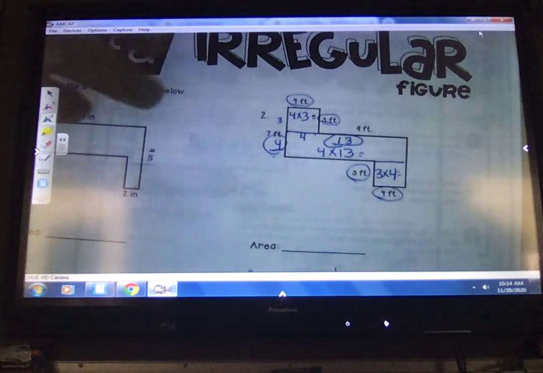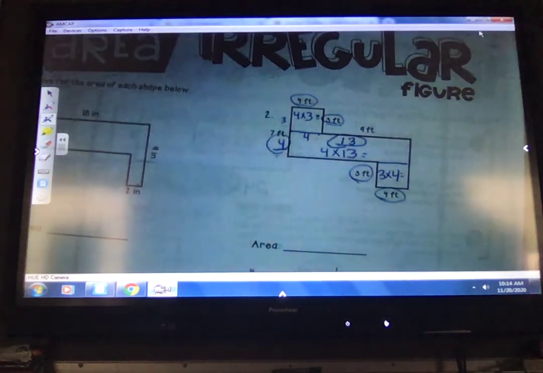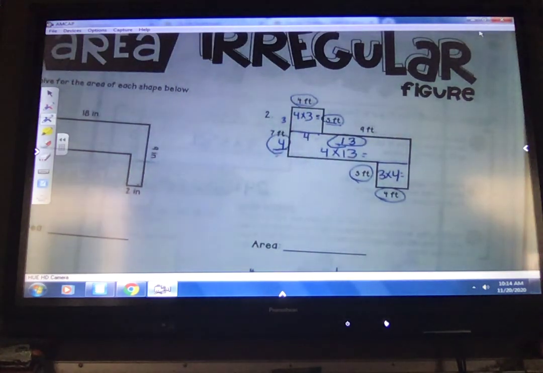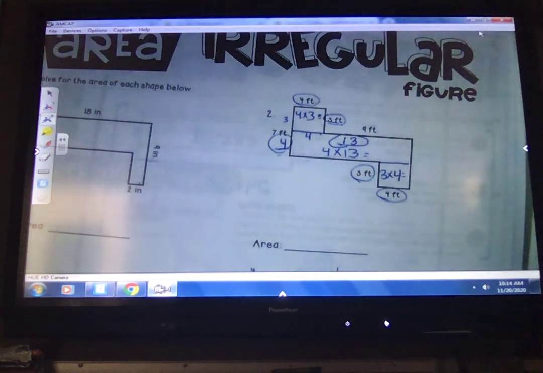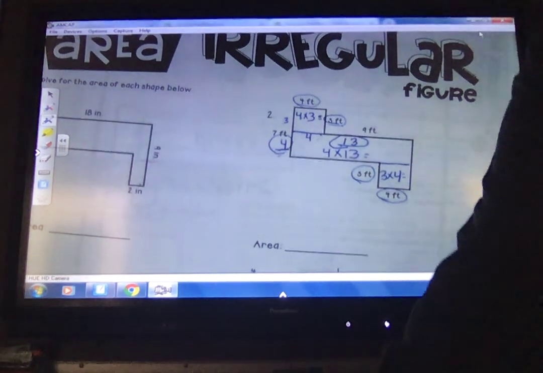All right, y'all work both back sides of the missing number on perimeter and those irregular figures on area. Remember, perimeter we're adding, area we're multiplying.